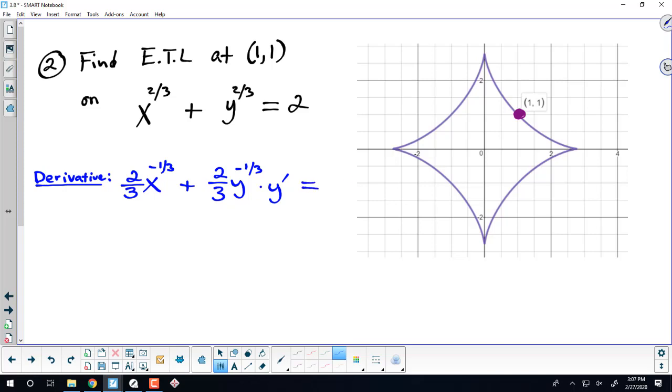Equals the derivative of 2, which is 0. Don't forget to take the derivative of both sides. Things wouldn't work out if you left that other side as 2. I mean, we could solve for y prime and then plug in 1, 1. Or we could just do it now. It doesn't matter. Let's say the slope of the tangent line at 1, 1. I don't know that we really have to do much here, but we're going to show this anyways.